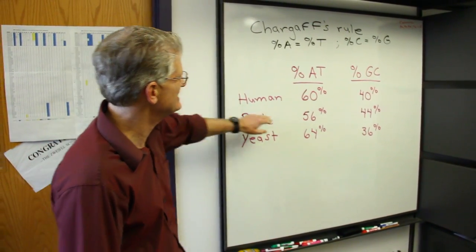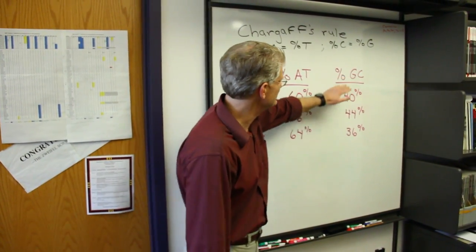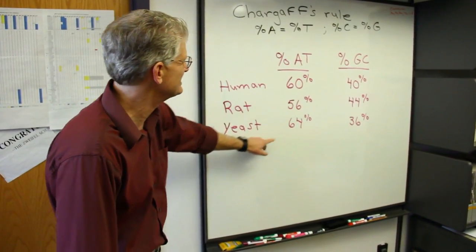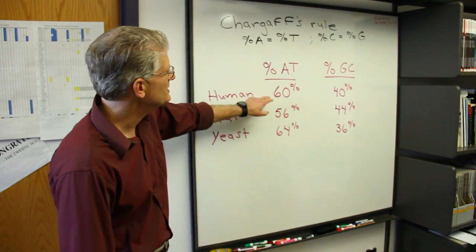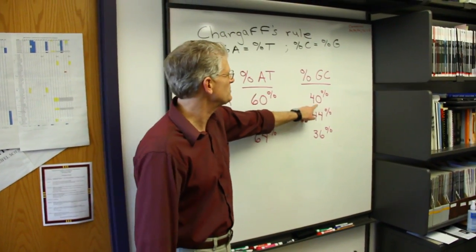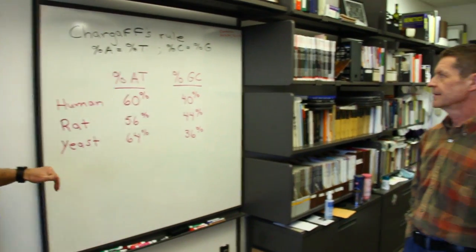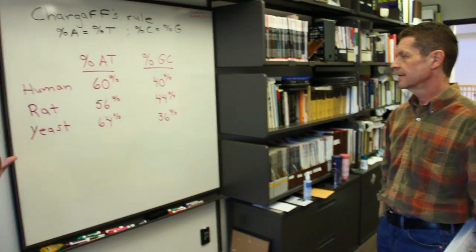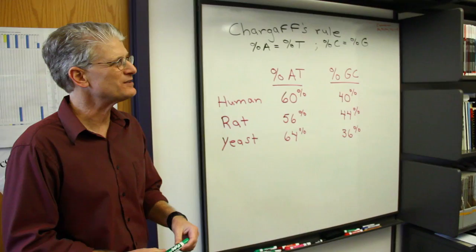In a human, for instance, 60% of the nucleotides are A's and T's, 40% are G's and C's. And you'll see it does vary, though. The rat is 56% A's and T's, yeast at 64% A's and T's. So within a human, 30% are A's, 30% are T's, 20% are G's, 20% are C's. It doesn't have to be uniform, and in fact, the fact that it differs between species actually lent some credibility that DNA is genetic information, that there is a bit of difference between different species.